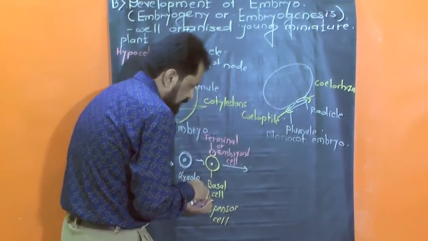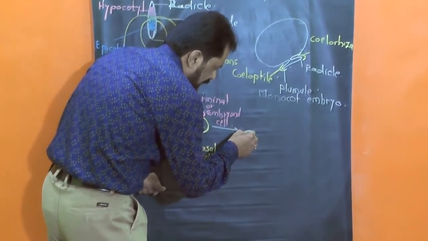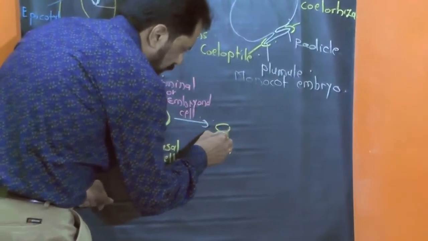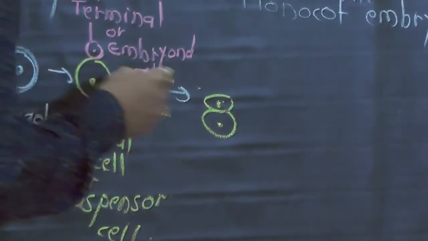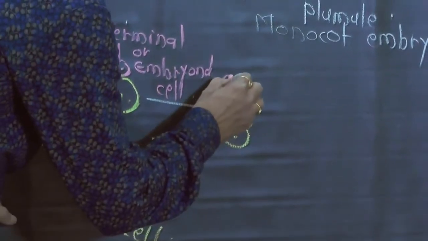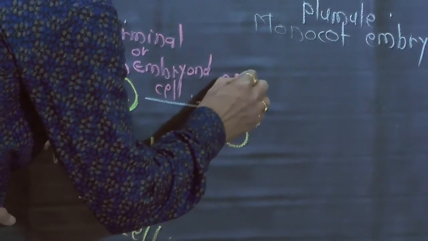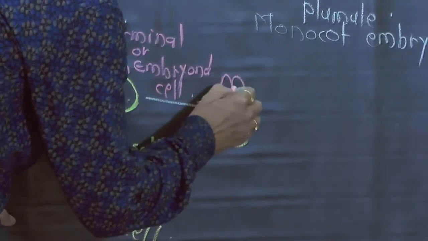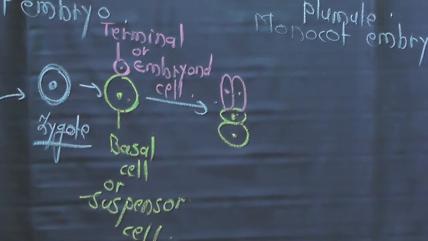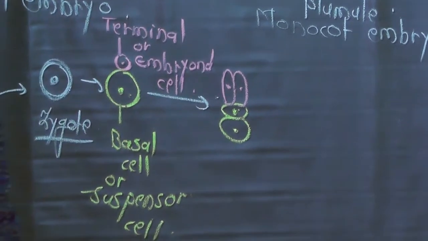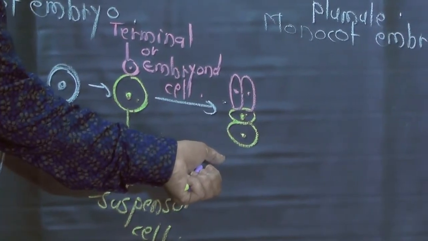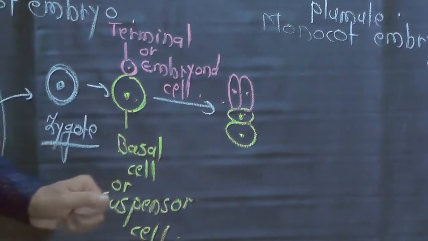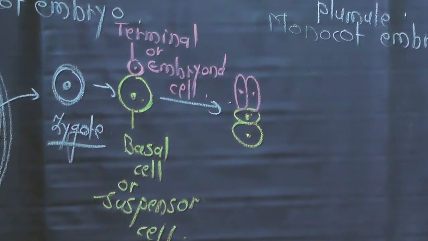So the suspensor cell divides transversely to form two cells, and the embryonal cell divides vertically again to form two cells. Actually, this stage is known as the quadrant stage, because here are four cells.